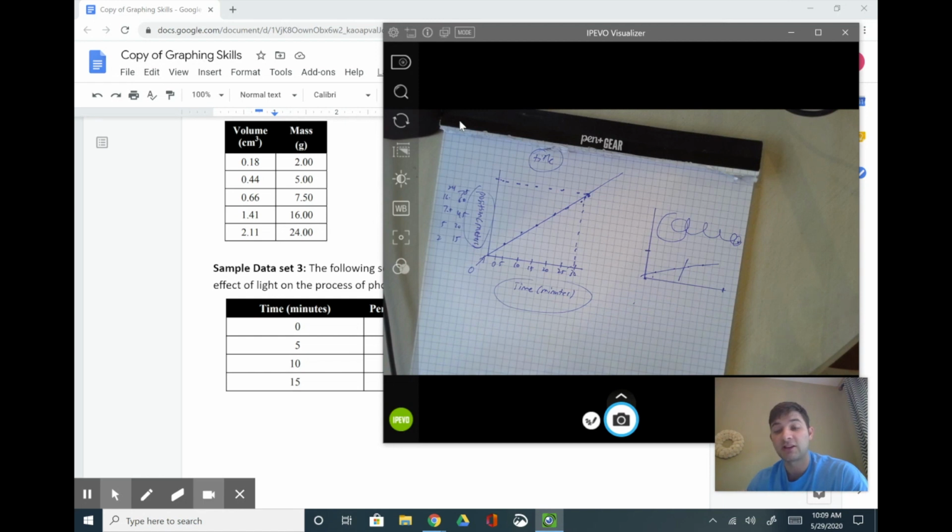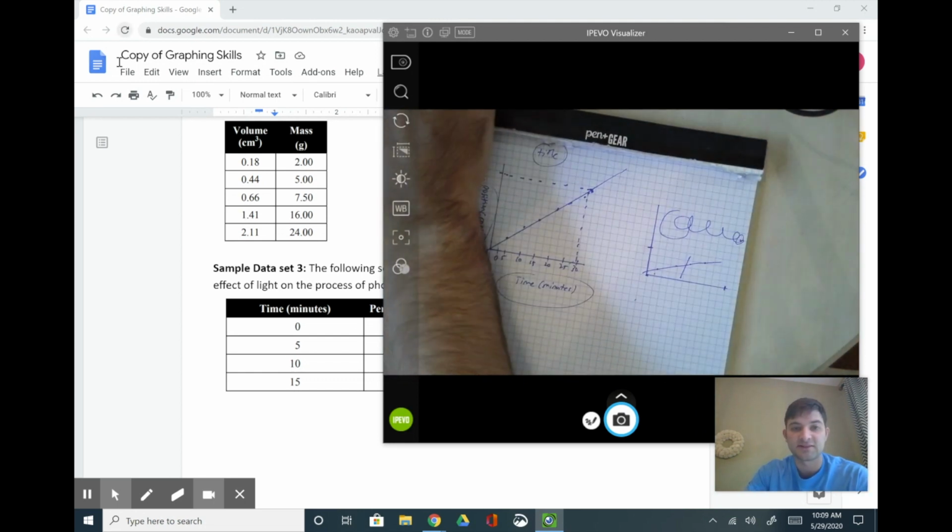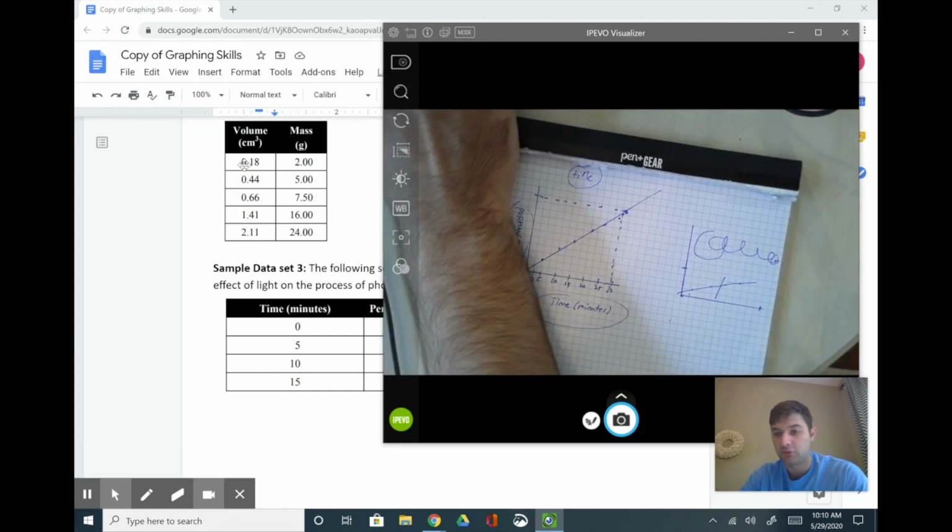And I try to let my students negotiate that and figure it out, and everyone usually has a different scale. For this one, for instance, the volume, some will go by 0.2, some will go by 0.25, some will go by 0.5. It would be kind of a smaller graph, but I've seen it work.